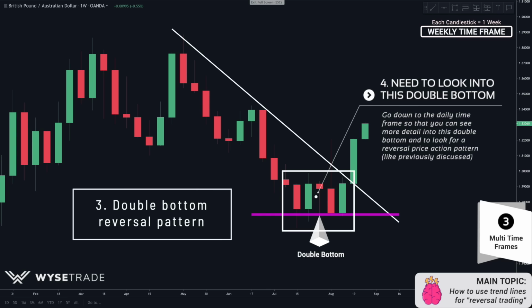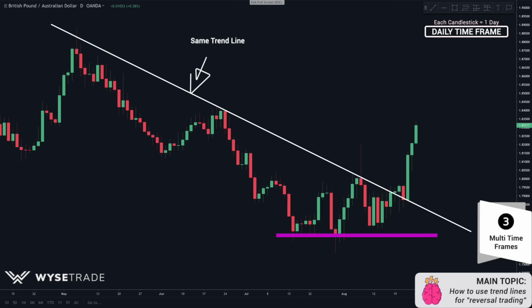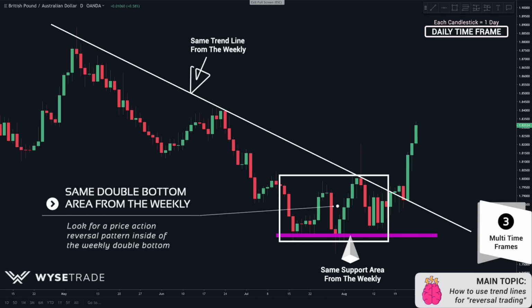So here on the daily, you have your same trend line from the weekly and your same area of support from the weekly. Here is where the double bottom occurred on the weekly time frame. And again, we see a lot more detail on this daily time frame. So again, in order to confirm the weekly double bottom reversal pattern, you want to also look for bullish price action that shows a trend change from a downtrend to an uptrend on this time frame. And you got this through the following things.